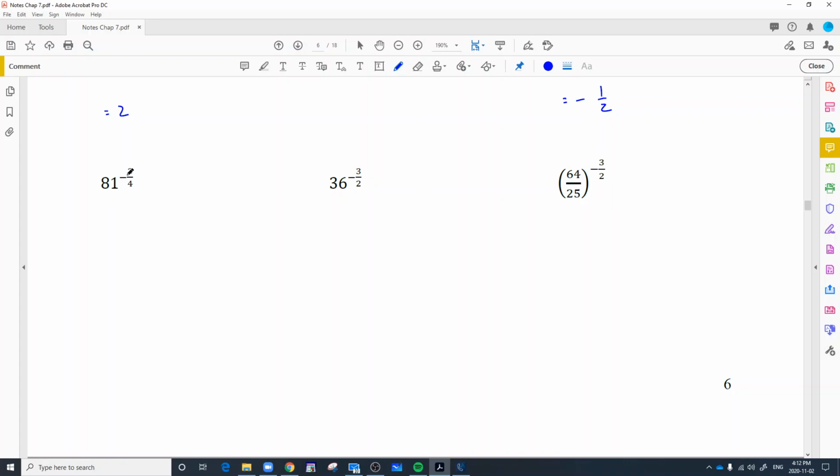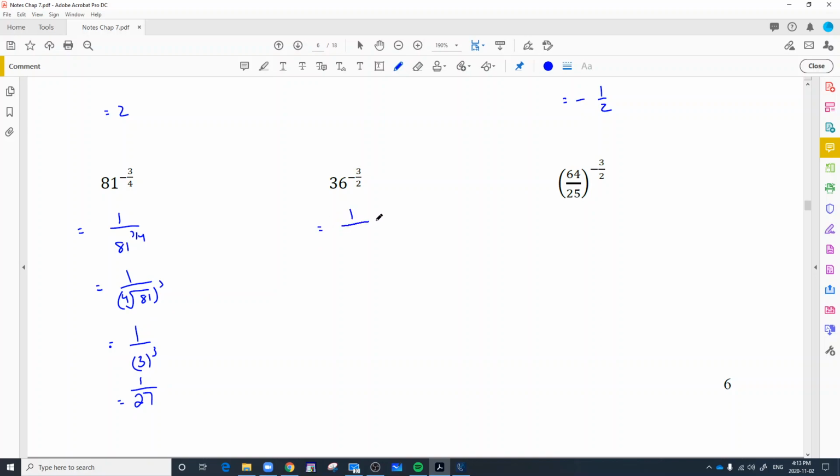Looking at this first one, the negative's on the exponent, so it'd be 1 over 81 to the 3/4. So this would be 1 over the 4th root of 81 cubed. The 4th root of 81 is 3. 3 cubed is 27. I forgot the 1 over. Easy places to make mistakes.